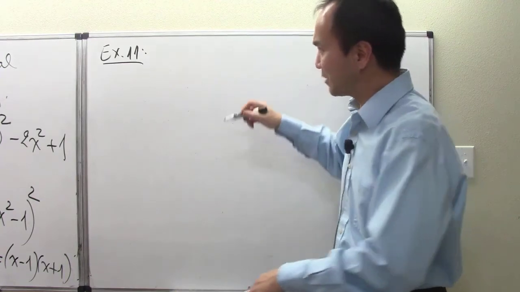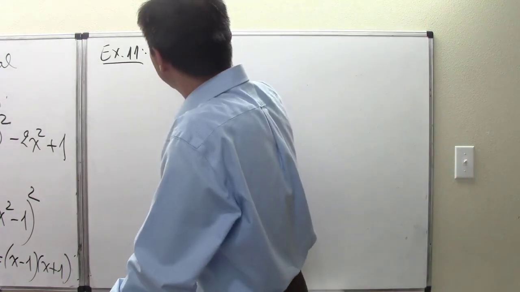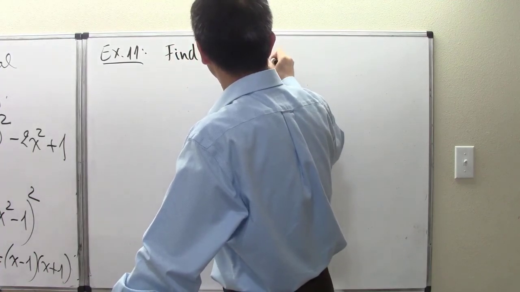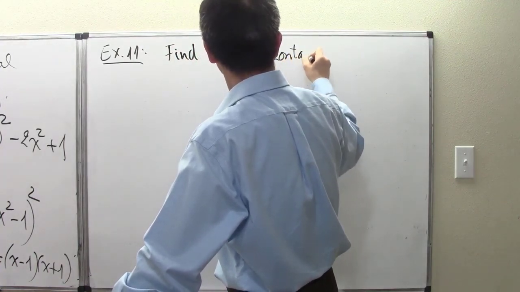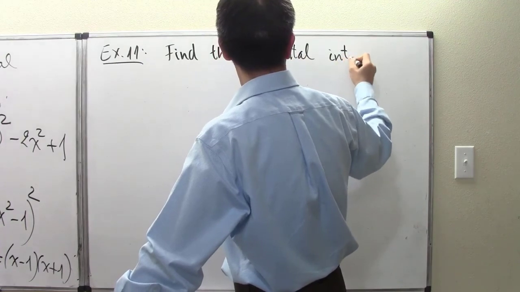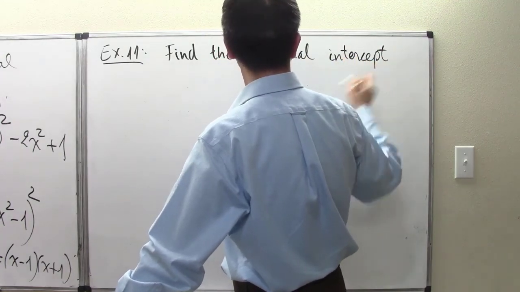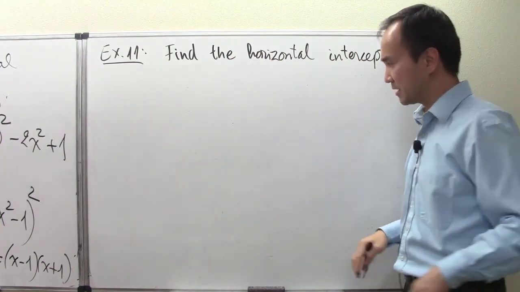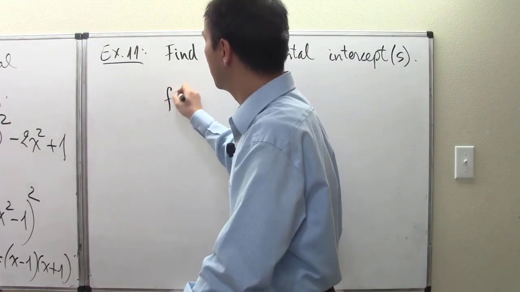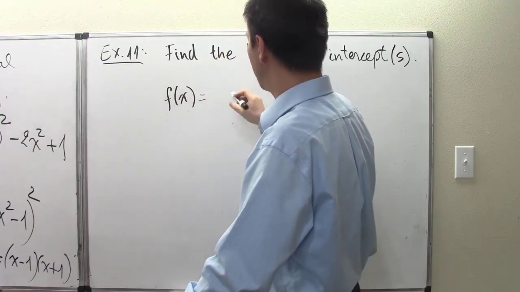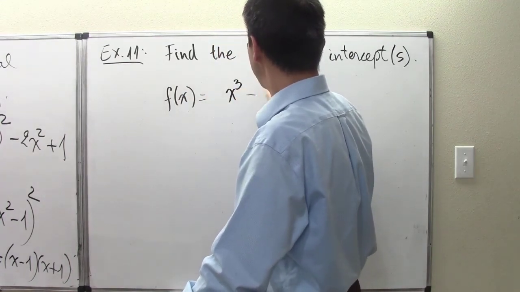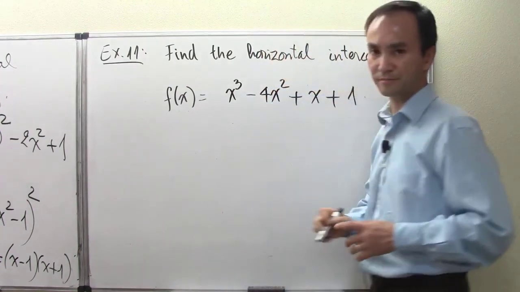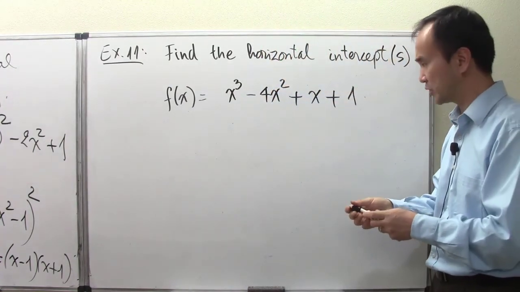So we still want to find a horizontal intercept. Just find the horizontal intercept, or multiple. That's it. But the problem we have here, f of x equals, how about x cubed minus 4x squared plus x plus 1, for example. X cubed minus 4x squared plus x plus 1.